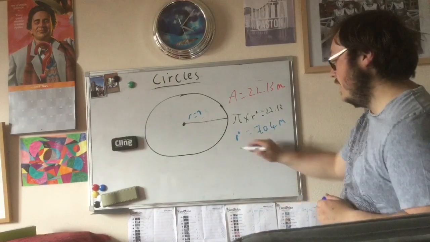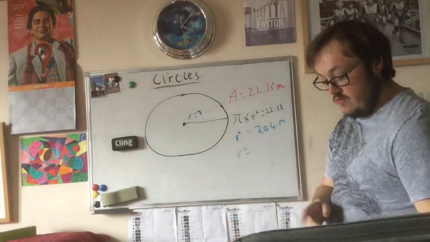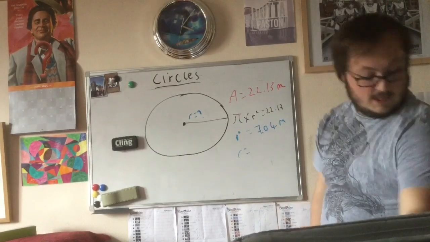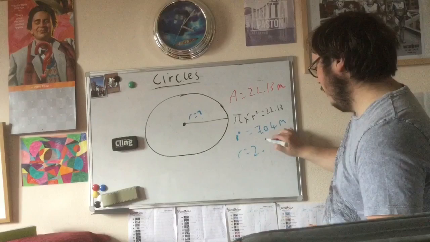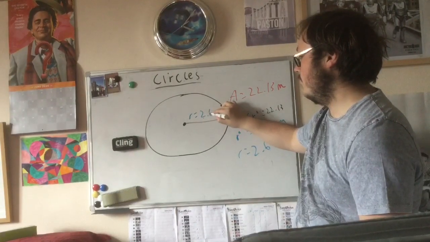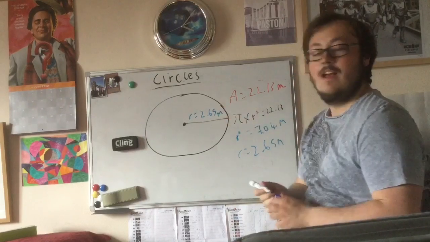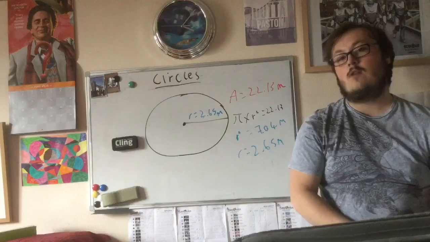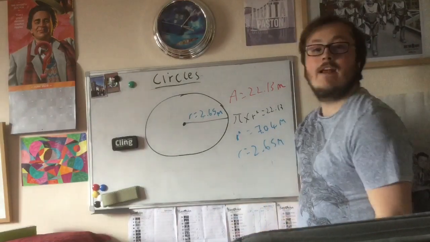So to work out what the radius is, you have to root that answer. And that will get us to 2 decimal places, 2.65 meters. And that's how we use our area to go backwards to find our radius.